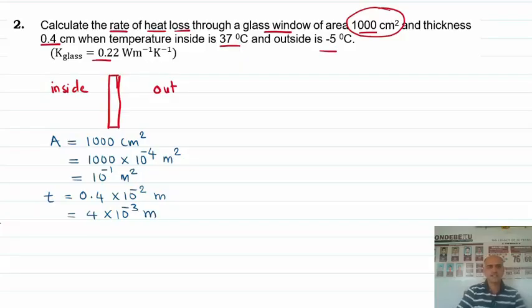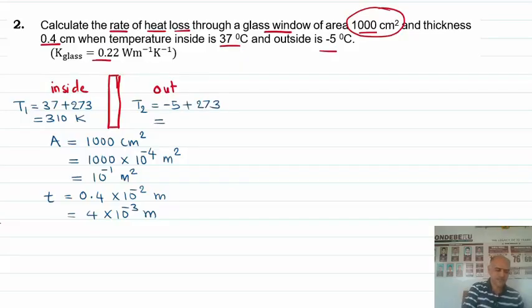The temperature inside is 37, so T1 is 37 degree centigrade. Convert to Kelvin: plus 273. So 37 plus 273 will be 310, so inside is 310 Kelvin. Outside it is minus 5. T2 is equal to minus 5 plus 273. Subtract 5 from 273 and you get 268, so 268 Kelvin.